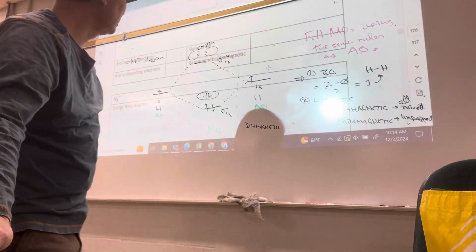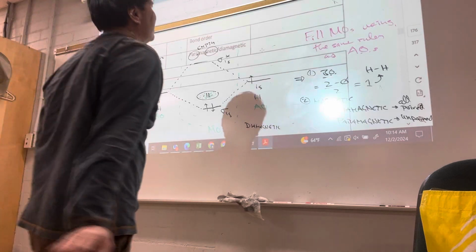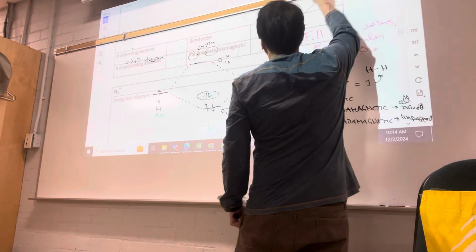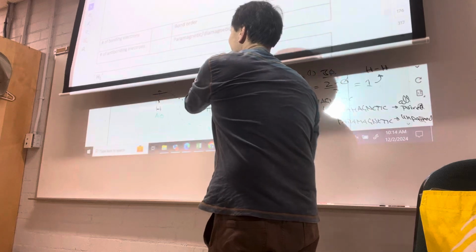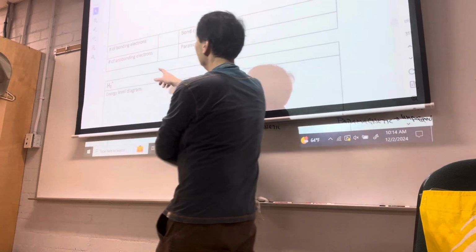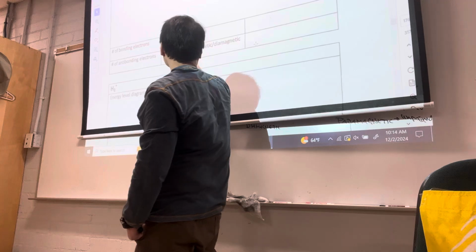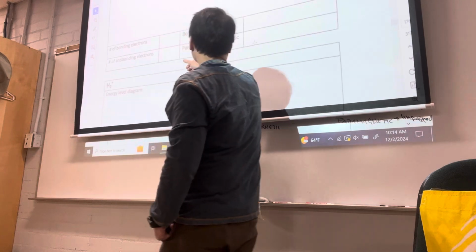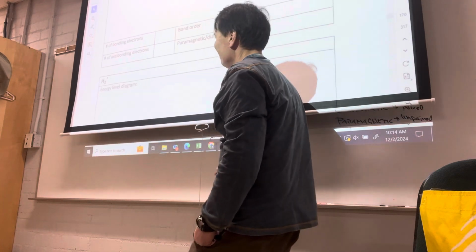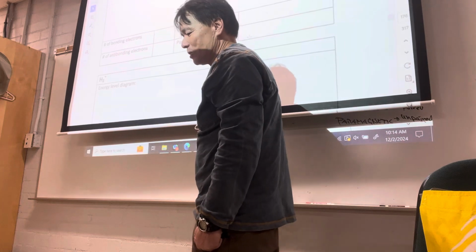So here we are with the information that we're going to get. Number of bonding electrons, 2. Number of anti-bonding electrons, 0. Bond order, 1. Diamagnetic. That's it. Not a lot of information we're getting.